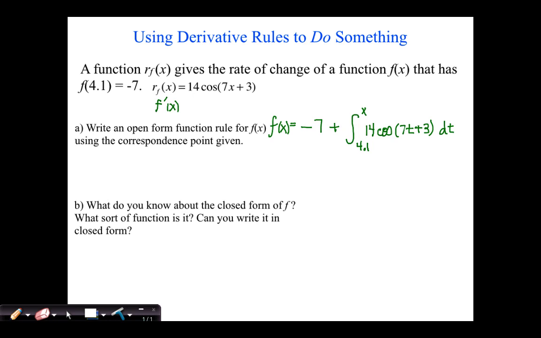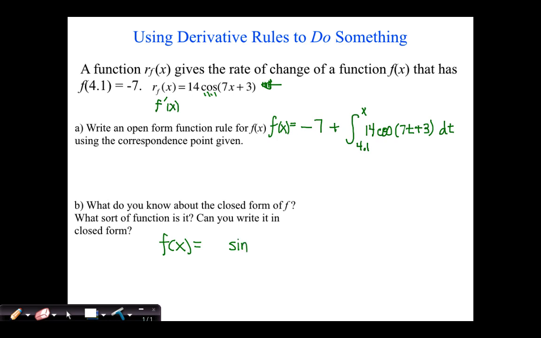Think about the same sort of thing we did with the basketball velocity last time. If this is supposed to be the derivative of some function f of x, thinking about our closed form derivative rules, what must have been in that original f of x so that when I take a derivative of it, it has, for instance, a cosine in it? What would have been in the original f of x so that its derivative has cosine? Sine. So f of x involves a sine function. Sine of what, by the way?